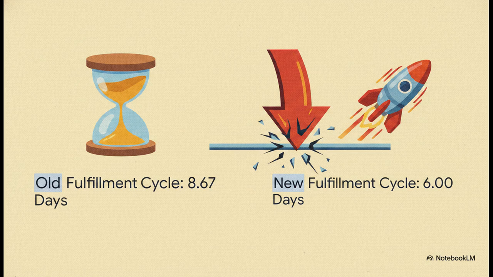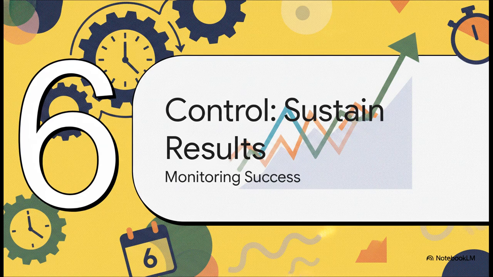And the definitive, statistically validated proof of success here is just amazing. The baseline data showed the old fulfillment average was 8.67 days. But by eliminating those root causes they identified, the new fulfillment cycle dropped to exactly 6 days flat. Evercool completely shattered their initial 30% reduction goal. This intervention was a massive, massive success. Which brings us right to our fifth and final phase: control, sustain the results.